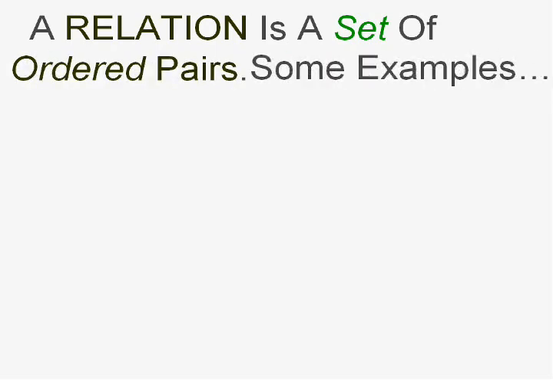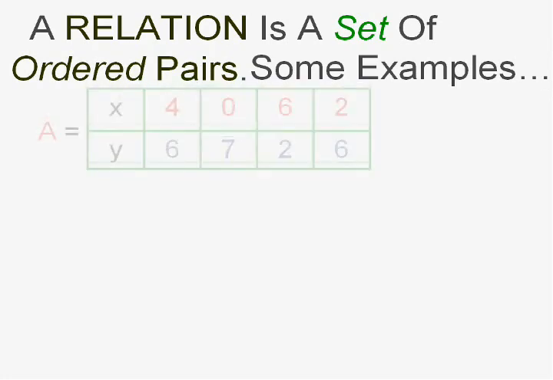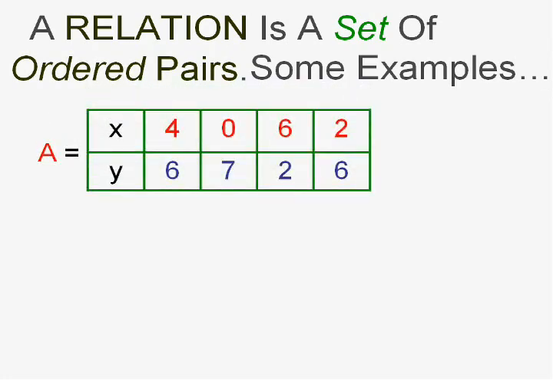Do you mind telling me what this is all about, mister? Well, that's what a relation is. It's a group of pairs, or a set of ordered pairs. Here's some examples. This we'll call relation A. It's got the pairs (4, 6), (0, 7), (6, 2), and (2, 6).